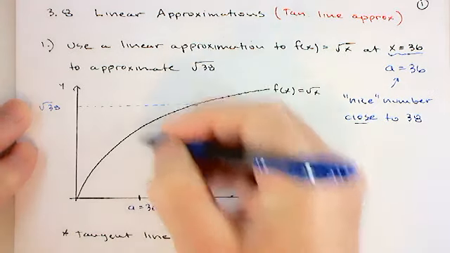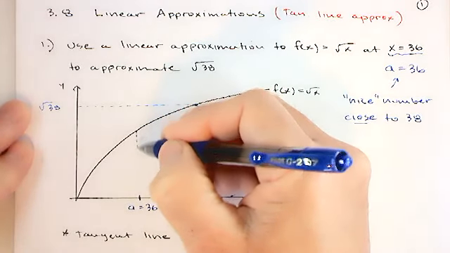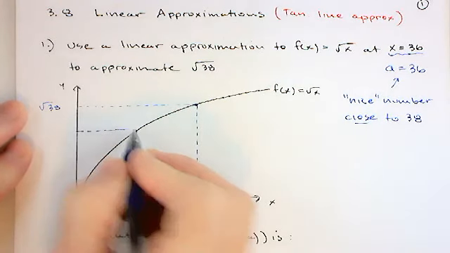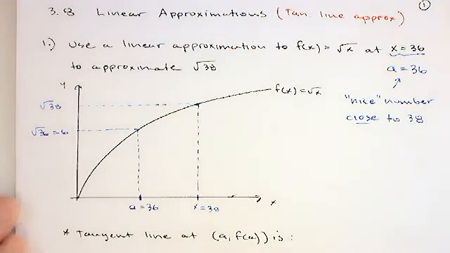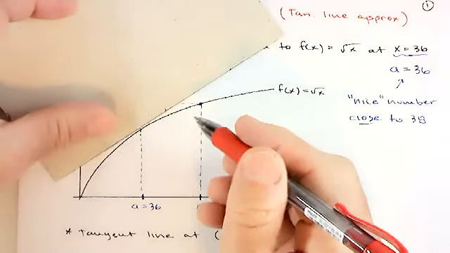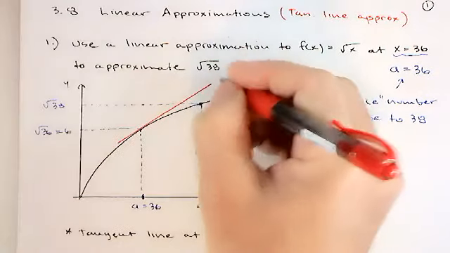So let's say 36 is right here. And this, of course, is an easy value, right? This is the square root of 36, which we know is 6. Can work that out. So the idea is going to be this. At our nice number, we could draw a tangent line to our graph right at 36, at our nice number. So here's our tangent.